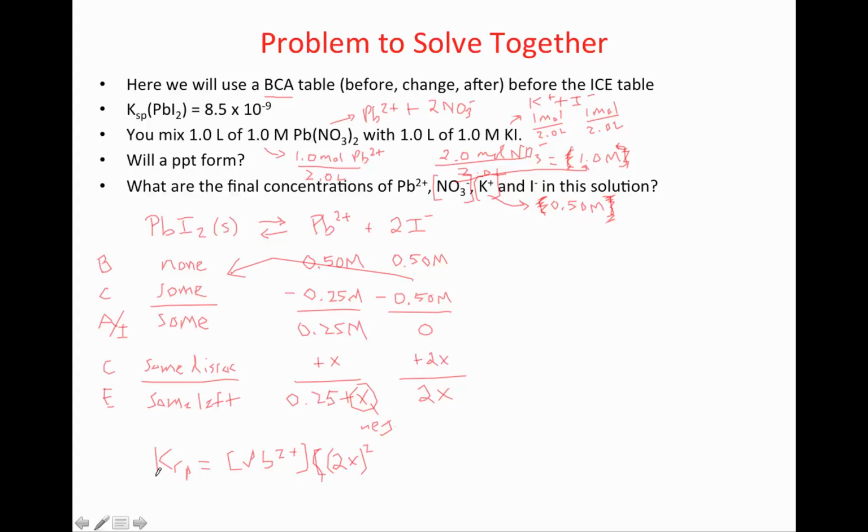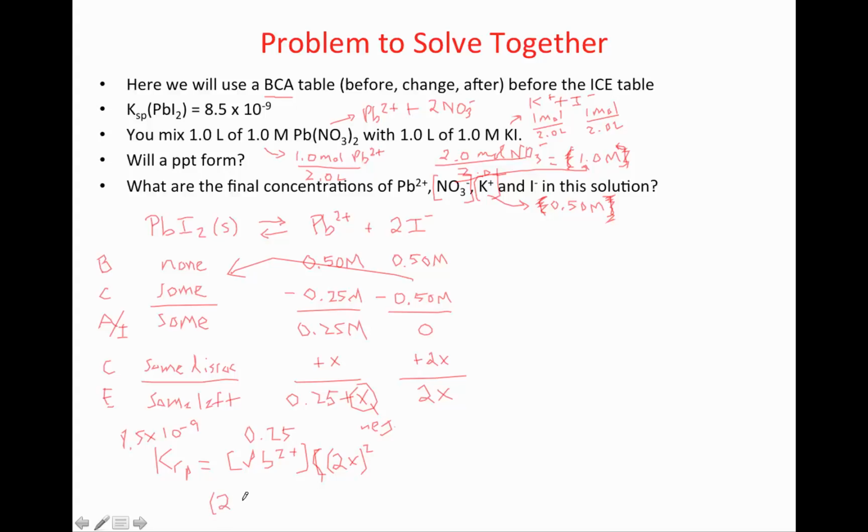But in any case, Ksp is equal to the concentration of Pb2+, and I guess we could have just put in 0.25 right here, times 2x squared. So the concentration of I minus is 2x here. I'm going to square it because of this rule. Ksp is 8.5 times 10 to the minus 9. And so let's calculate and figure out what 2x is.